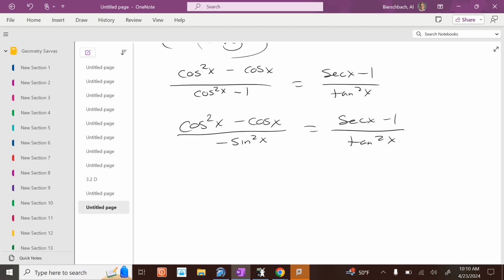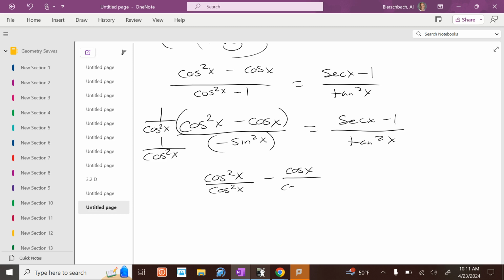And you're going, where's Mr. Bierschbach going with this? Well, I want tangent squared on the bottom, right? Tangent squared is sine squared over cosine squared, right? Secant is 1 over cosine. So I want to be dividing by cosine. So actually, I want to divide by cosine squared. So I'm going to multiply by 1 over cosine squared on the top and bottom. What that does on the top is puts cosine squared x over cosine squared of x minus cosine of x over cosine squared of x, over negative sine squared of x over cosine squared of x.